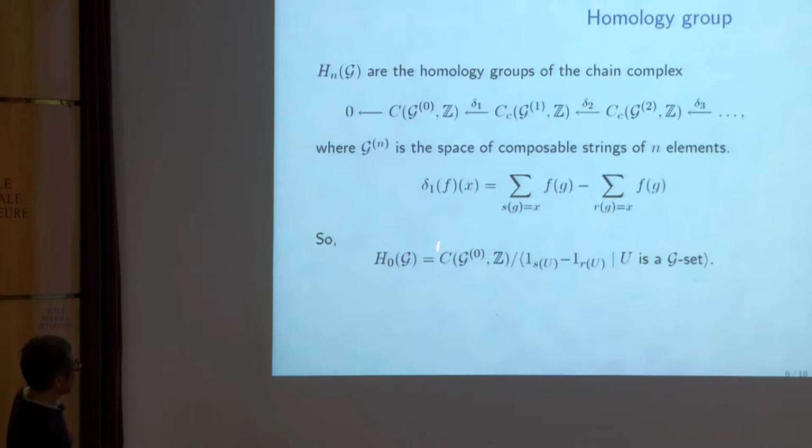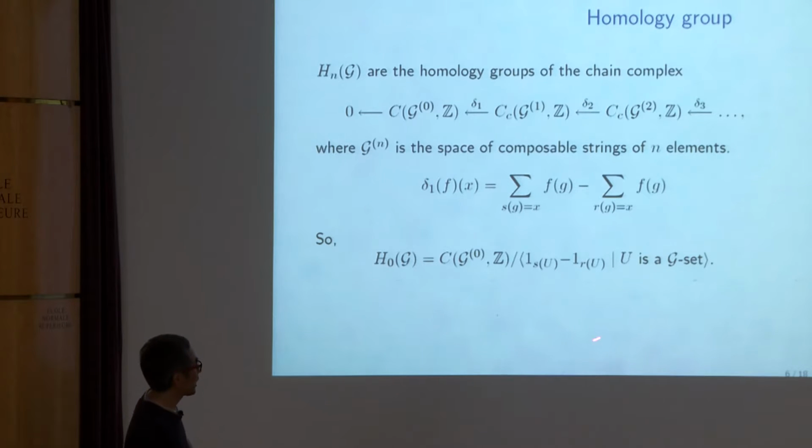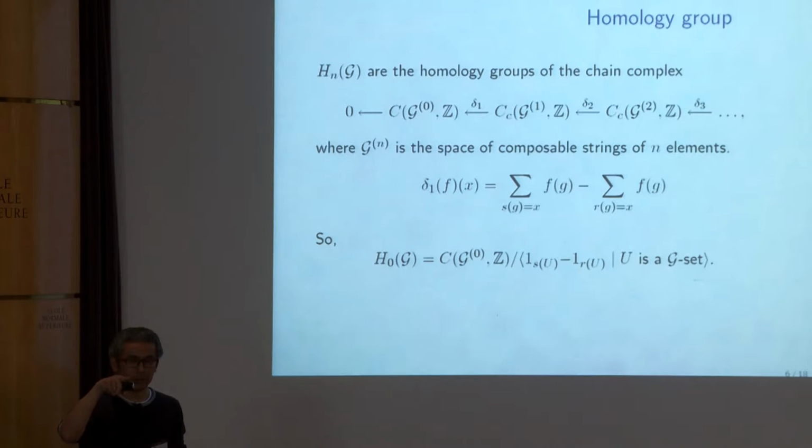So, in particular, H0 is the quotient of this by the image of delta 1, of course. So, each f is written as some sum of characteristic functions of some G-sets. Okay? So, the image of delta 1 is generated by these functions: the characteristic function of s(U) minus the characteristic function of r(U).